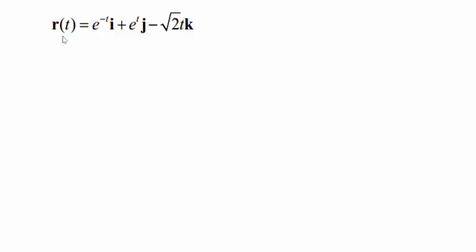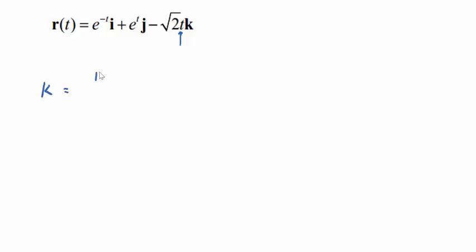Okay, so you're looking for the curvature of the vector valued function r of t equals e to the negative t i plus e to the t j minus square root 2 times t k. So this t, you have to look closely, but that t is not underneath the radical. So we're going to use this formula for curvature.